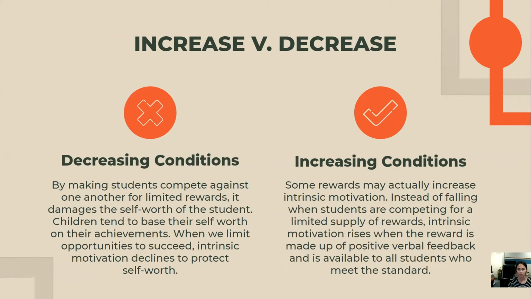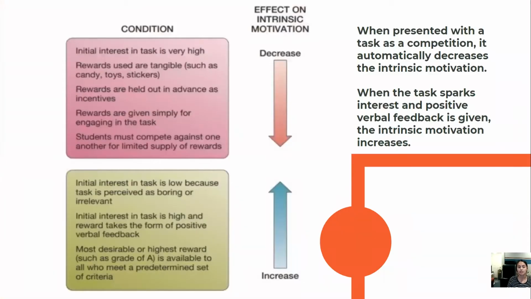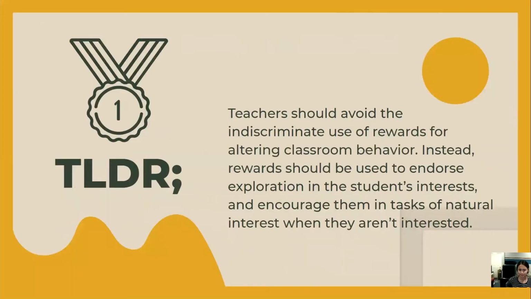achieve such a reward. So here's just a little graph illustrating the conditions and the effects they have on intrinsic motivation. Usually when presented with a competition, it's going to automatically decrease the intrinsic motivation. This doesn't happen all the time, but it is the majority of the time. When the task sparks interest and positive verbal feedback is given, the intrinsic motivation actually increases. So you can see that right here on this graph. Feel free to pause if you need to.